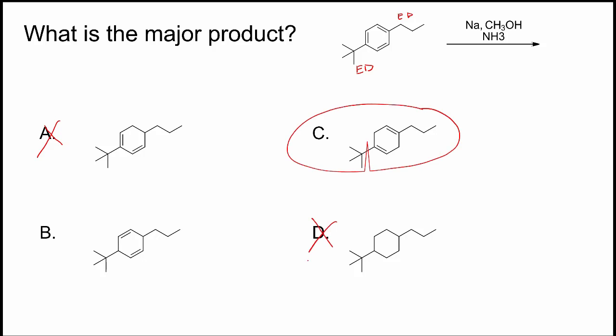We're not going to reduce it all the way. So we're going to get this cyclohexadiene with the double bonds on each of the carbons with the R groups. This is what would happen in B if you had electron withdrawing groups. All right, any questions on that one?